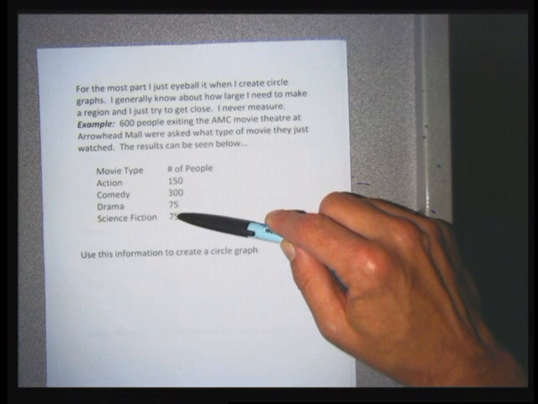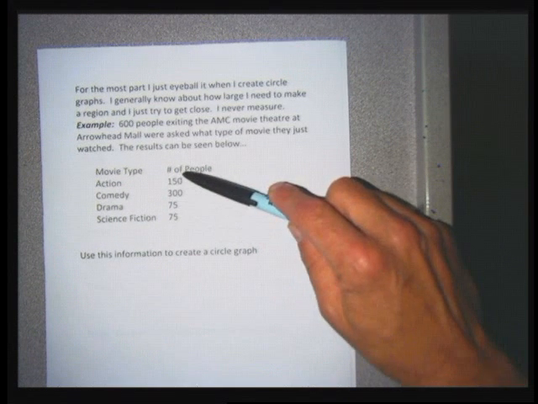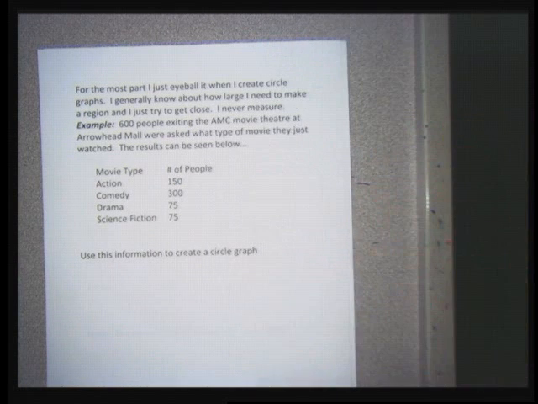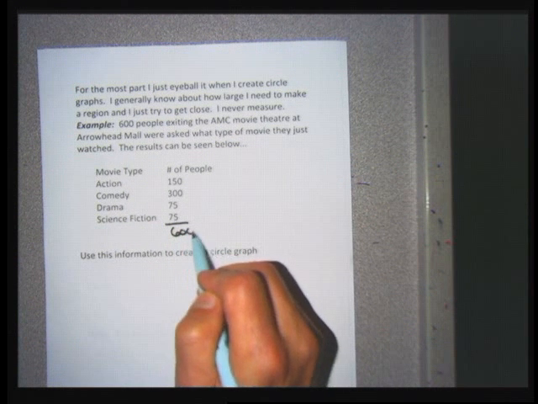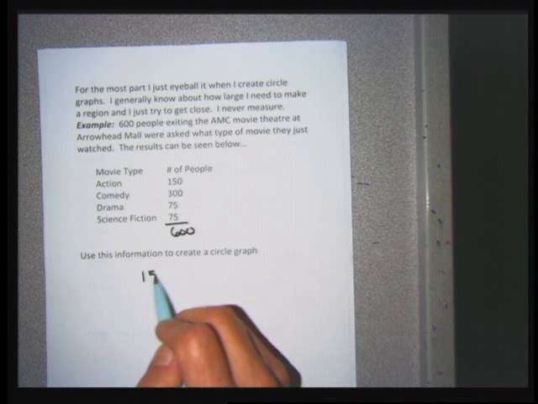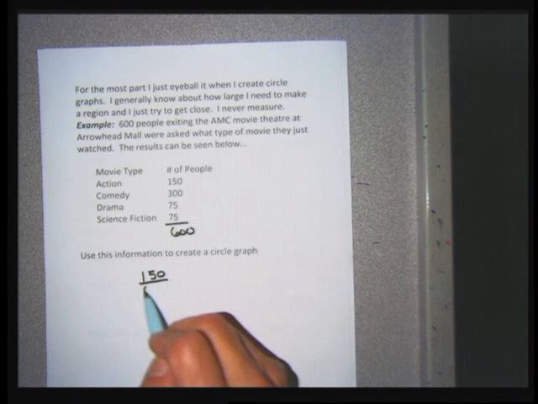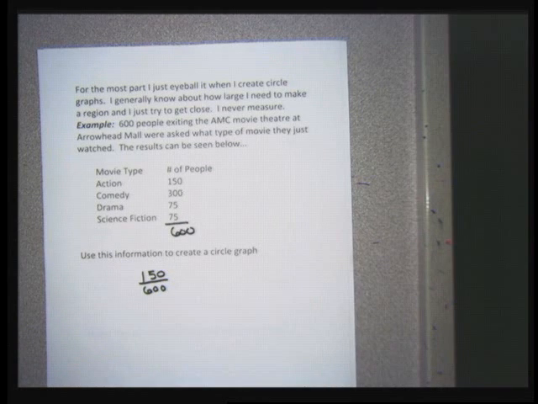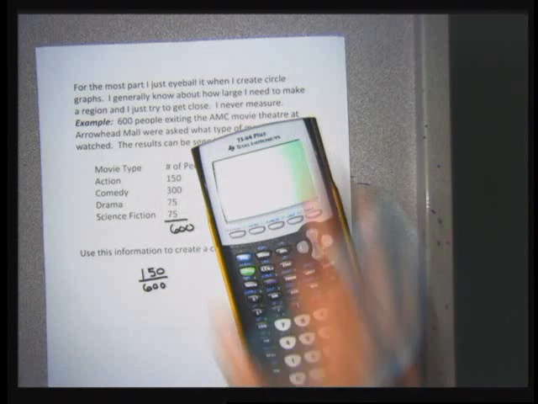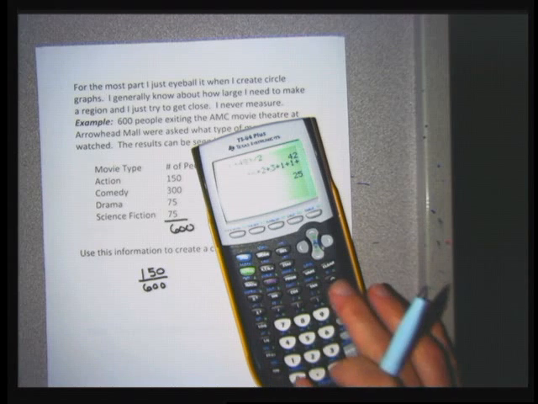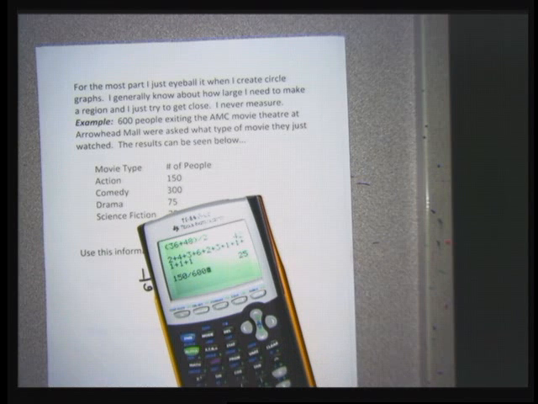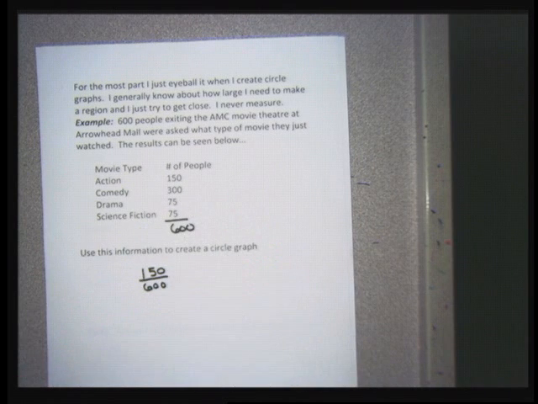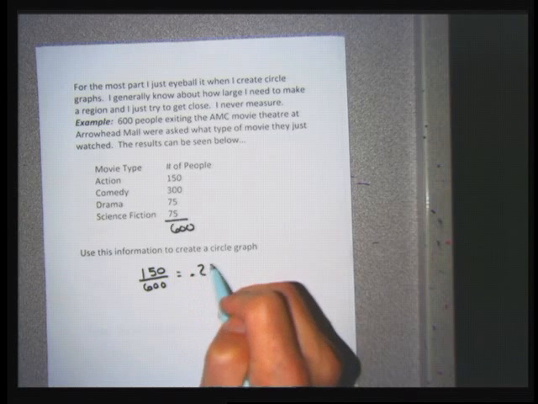Inside my circle graph, I usually put percents. And so I'm going to figure out what percentage of the people saw action, what percentage saw comedy, which percentage saw drama and science fiction. I do that by dividing. So next to the action, I'm going to figure out what percent of the people that went saw action. And 150 of the 600 people saw an action movie. And if I divide 150 divided by 600, you get 0.25, and 0.25 as a decimal is 25%.